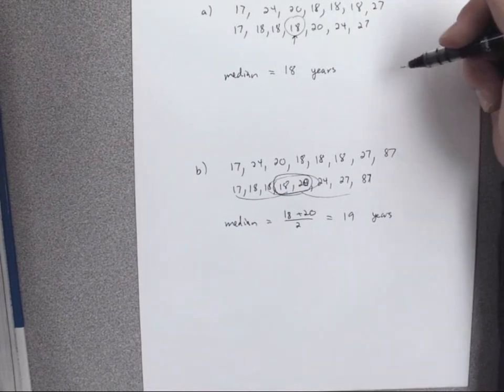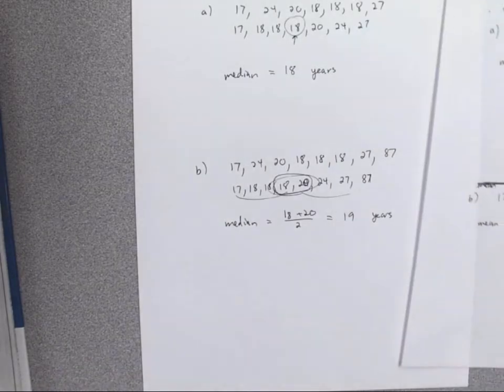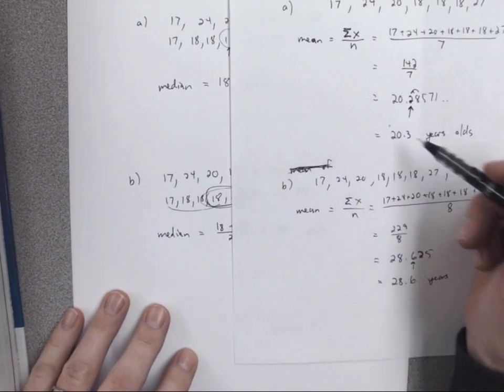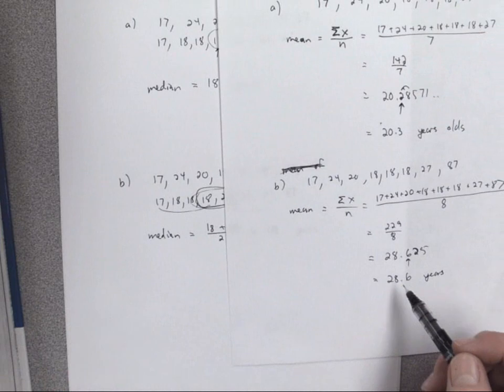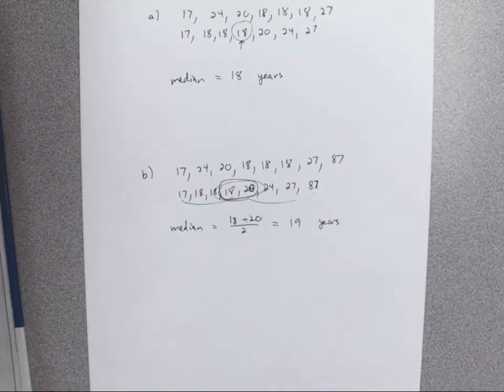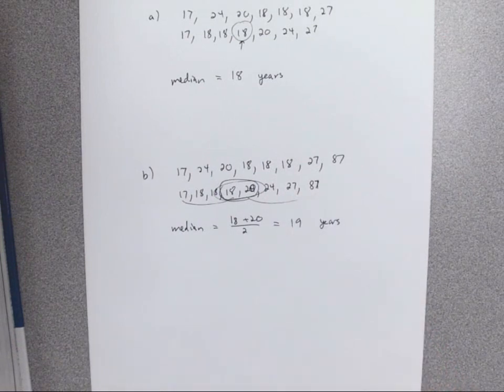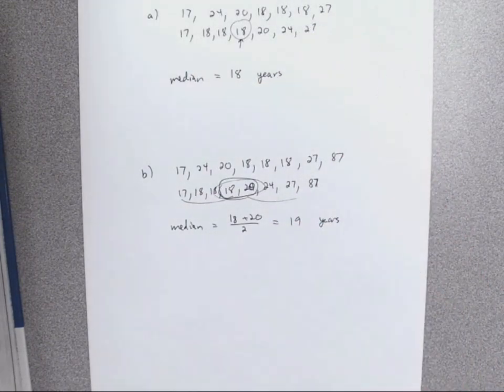Now what's nice about the median is it's resistant to outliers. It's kind of cool, as you can tell, notice how the mean here was 20.3, but the mean here was 28.6, not very resistant to outliers. The median here is 18, which is still pretty close to that 20 that we had before, so it's still a pretty good measure of center. But even with the outlier, this was still 19. It didn't change by much, so really this is very resistant.